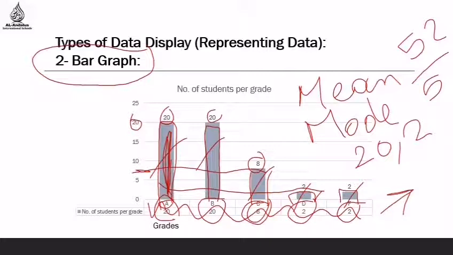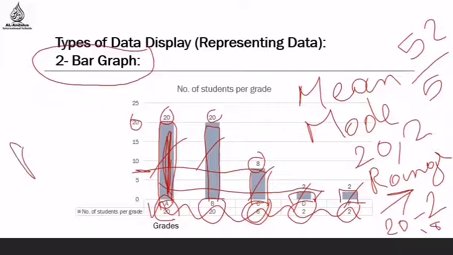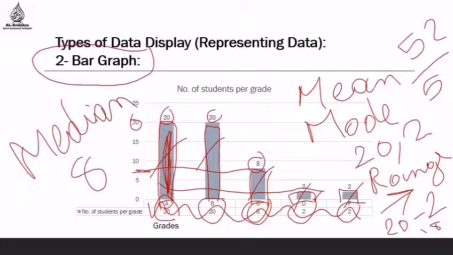What about the range? What is the maximum value here? Yes, 20. What is the minimum value here? It's 2. So again, it's 20 minus 2, which is 18. Again, I can calculate the median. Order your values and then pick the middle value. Here the middle value is the 8.